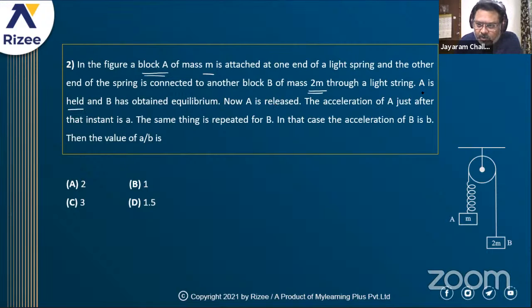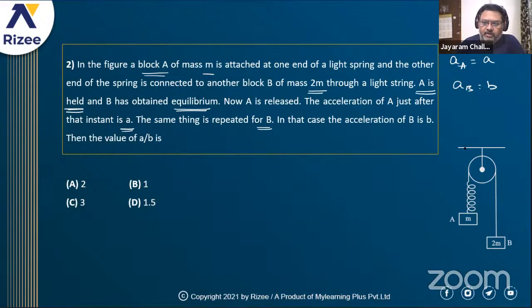A is held. What do you mean by A is held? So A is stopped, not allowed to move, and B is in equilibrium. Fine. Now A is released. So when A is released, the acceleration of A after an instant is a. That means he has named the acceleration of A to be small a. Now the same thing is repeated with B. In the sense B is held now and it is released. In that case, the acceleration of B is going to be b. He is asking the a by b value, how much it is going to be. Fine. These are the things we need to find out.